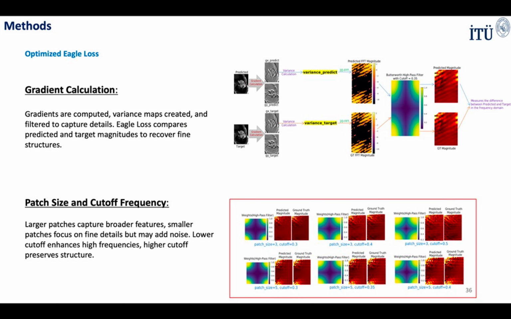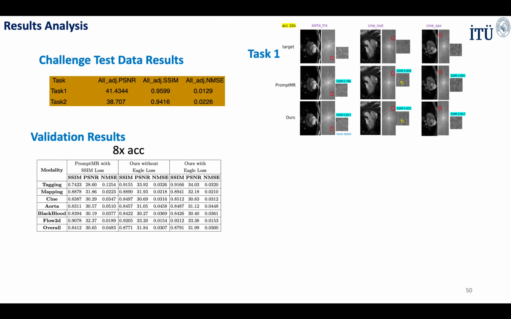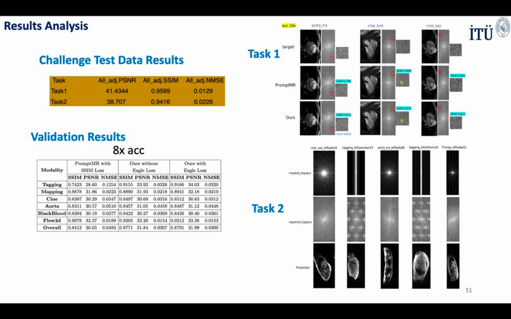The visual comparison focuses on 3 CMR modalities at HyperCMR acceleration. Our method shows superior recovery of fine structures and high-frequency details compared to PromptMR. For example, in the cine-LVOT modality, the yellow arrow highlights how our model preserves more texture and details. In the cine-SAX modality, our method demonstrates the ability to recover the K-space textures and overall image fidelity much more effectively.